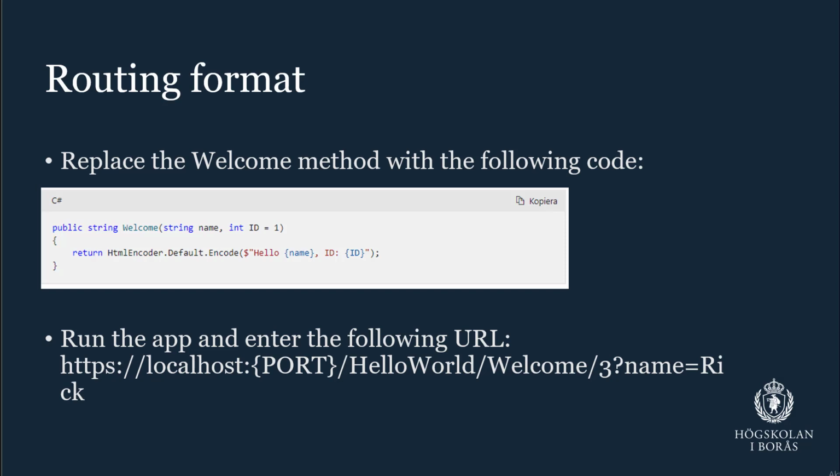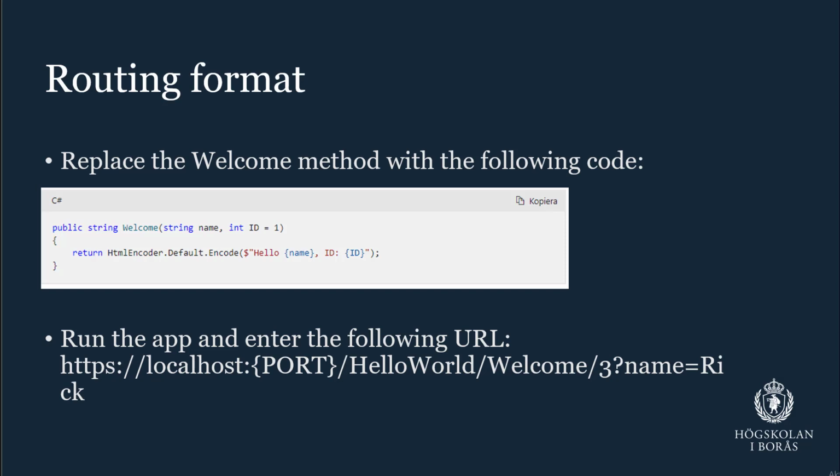So now let's replace the welcome method with the following code instead. Let's put public string Welcome, and then let's have a string name and an int ID equal 1 in our parameter list for our action method. We do the same thing. We return an HtmlEncoder.Default which encodes a string here, and we simply say hello to the variable name, and then we have the ID, which is the input in our method.